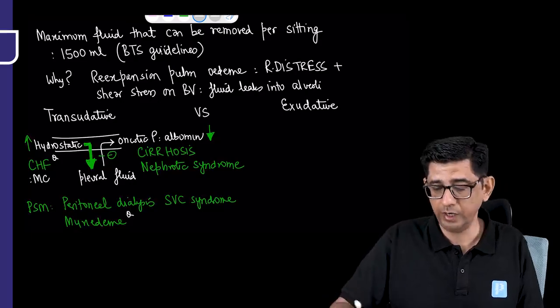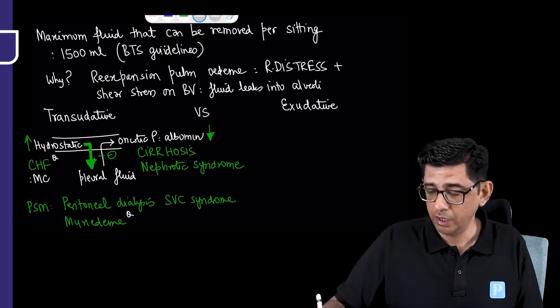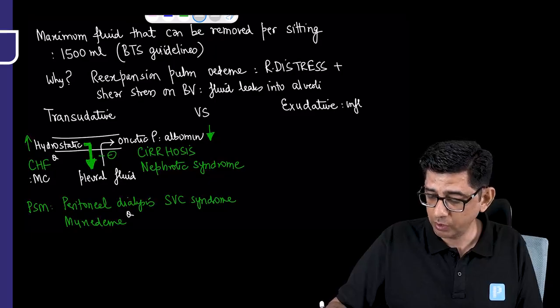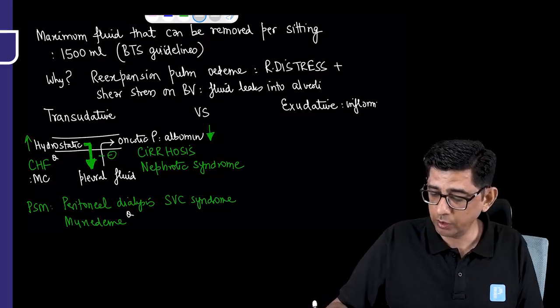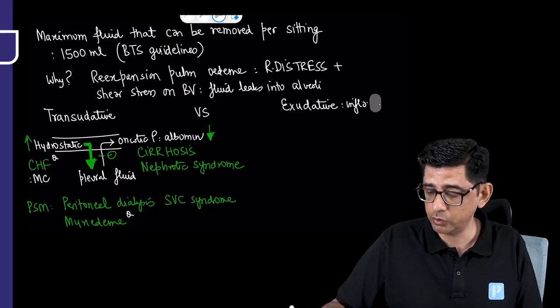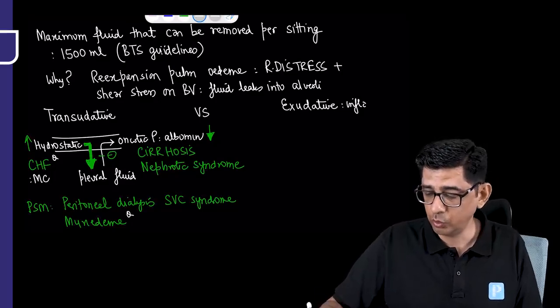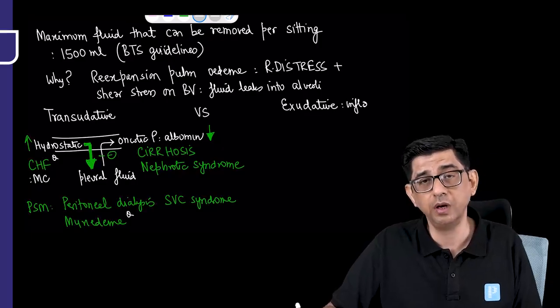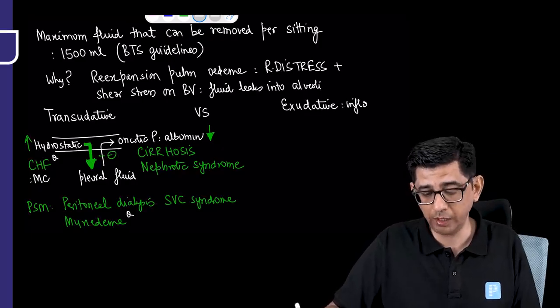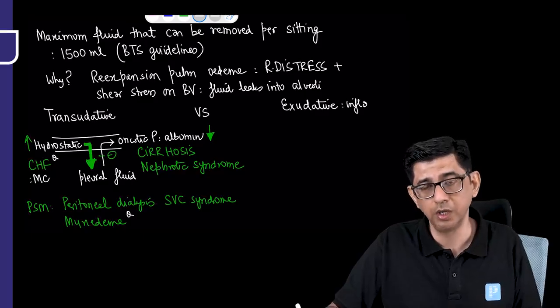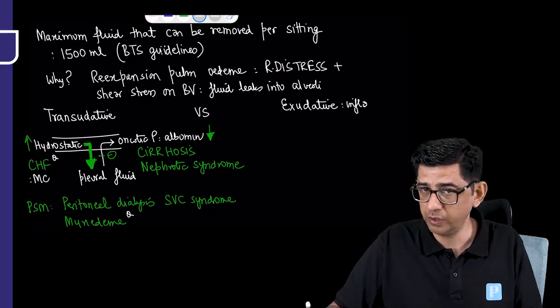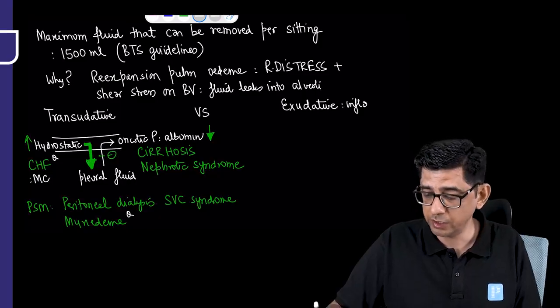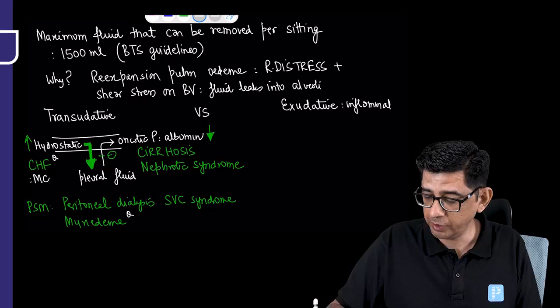Let us now focus on the right hand side with respect to exudative. Exudative, guys, is always about inflammation. Every time you're going to read transudative and exudative, what should come to your mind? Hydrostatic is related to pressure related issues, on the other hand, or lymphatic fluid accumulation. But whenever it is exudative, it's always going to be an inflammatory cause.